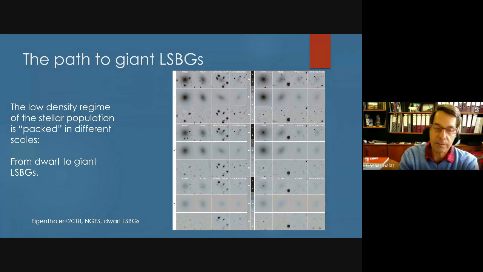Most of the studies by Thomas and Paul and also by van Dokkum show these galaxies in clusters. It remains an open question to study these ultra diffuse galaxies in the field, which is completely open.